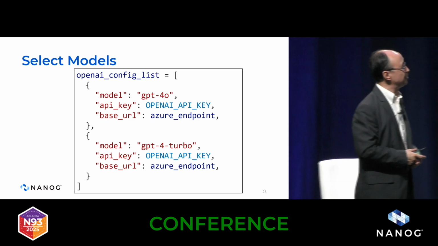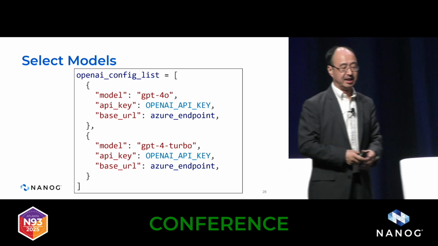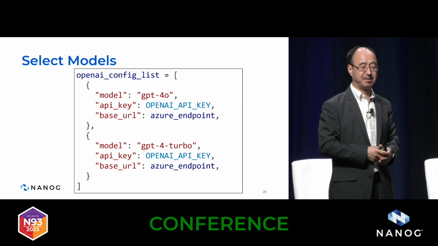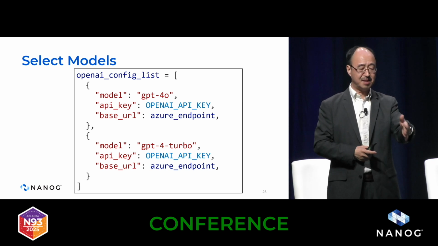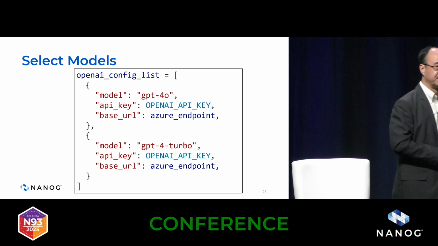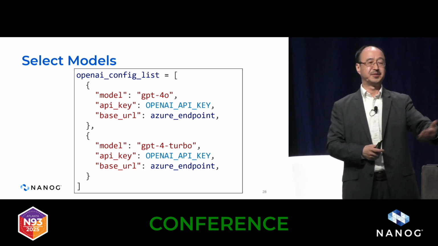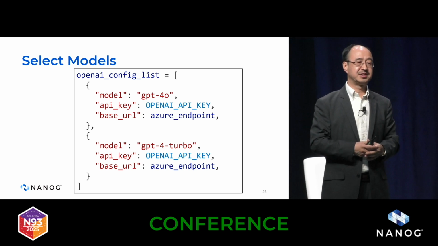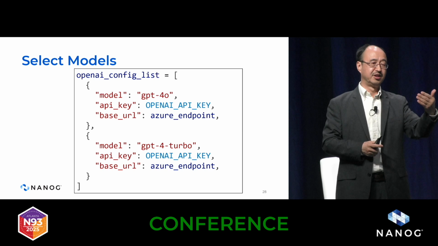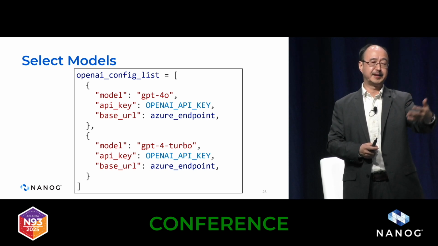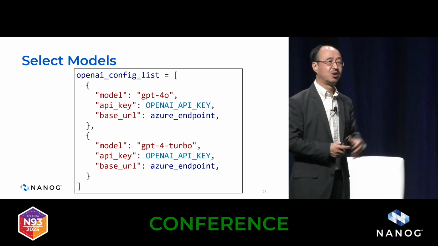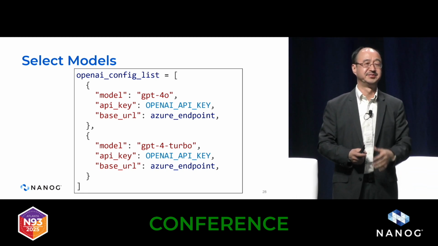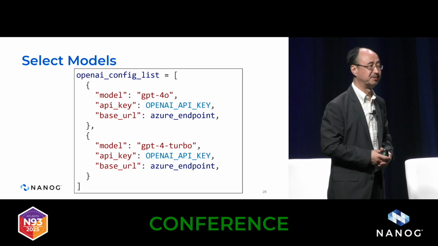In this simple snippet, you're going to see I'm using GPT-4o as my model. Also, a backup model called GPT-4 Turbo. The Turbo model is just a slightly different model, but experience shows that GPT-4o, for the purpose of scripting and code generation, is much, much, much better than GPT-4 Turbo.